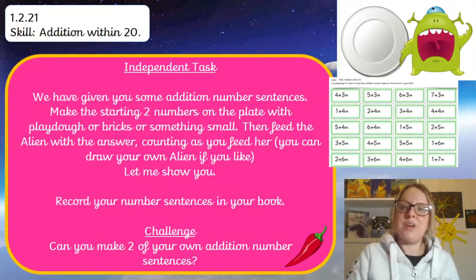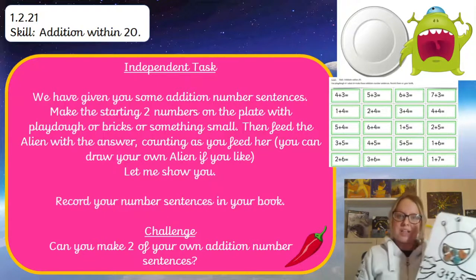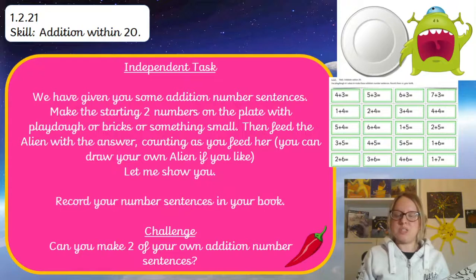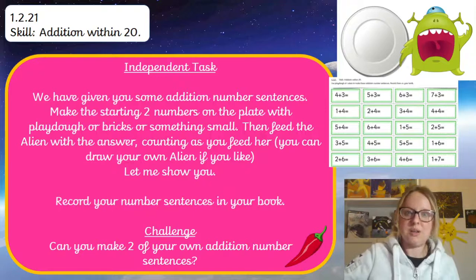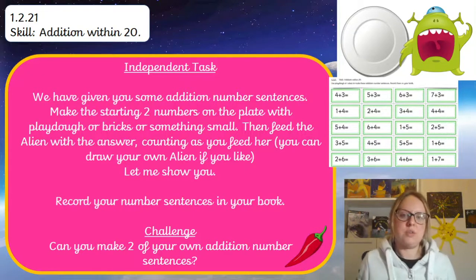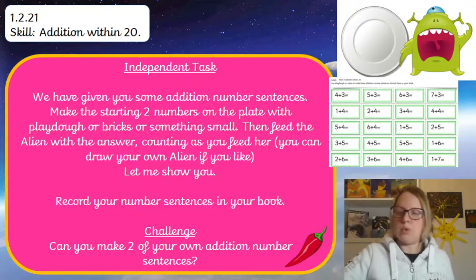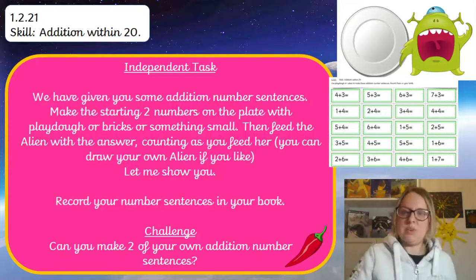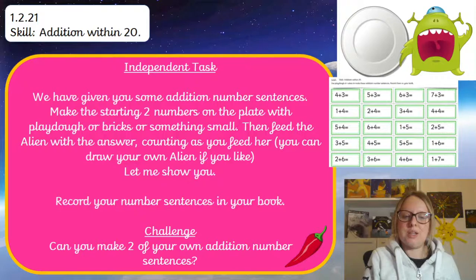Okay, you don't have to write all of these out in your book if you don't want to. The idea is that you just practice. You practice counting them all together and working out the total. If you don't fancy using the Play-Doh and the alien idea, you could answer them using your number line and then write it out in your book. You could do your jumps, or you could use your 100 square, or if you're feeling super clever, you could just do it in your head and count on using your fingers. It's up to you. As a chilli challenge, can you make at least two of your own addition number sentences? That'd be super. Well done, everybody.